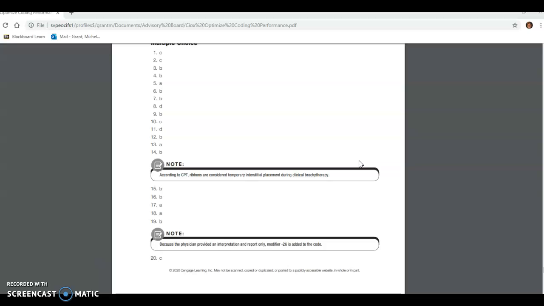There's some little notes here on number 19B. When you look at that one, Dr. Gussman provided the interp and report. Remember that is 26 modifier for that, for 19. So 19B with the 26 is going to be the professional or the interp and report only, which is the professional component. Now, if we had a TC, that would be the technical component. That would be the site that did the procedure.